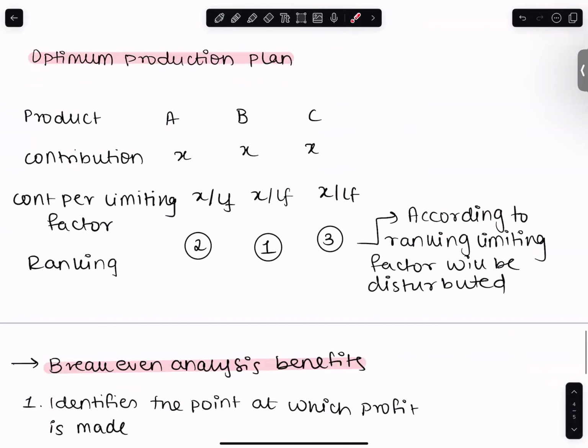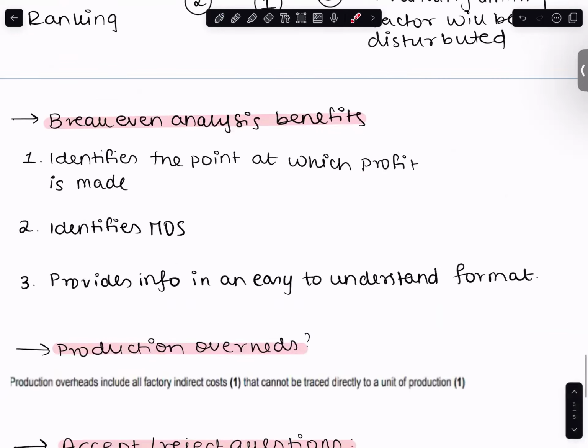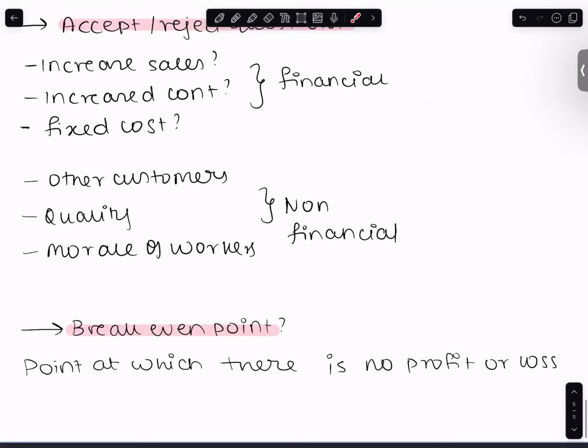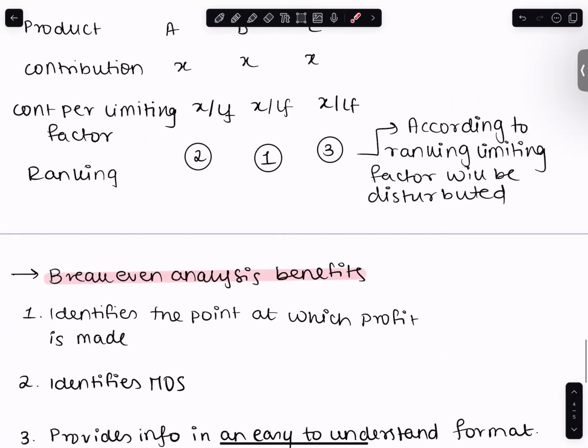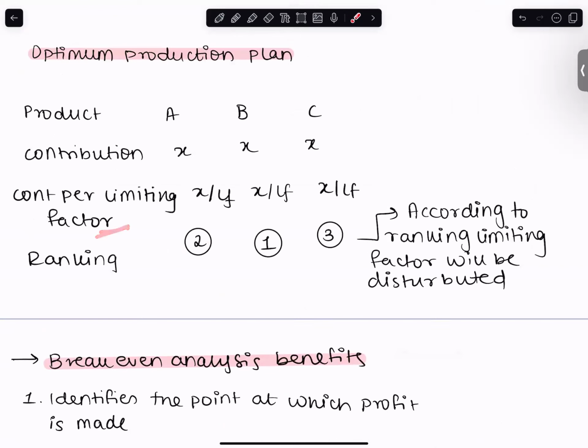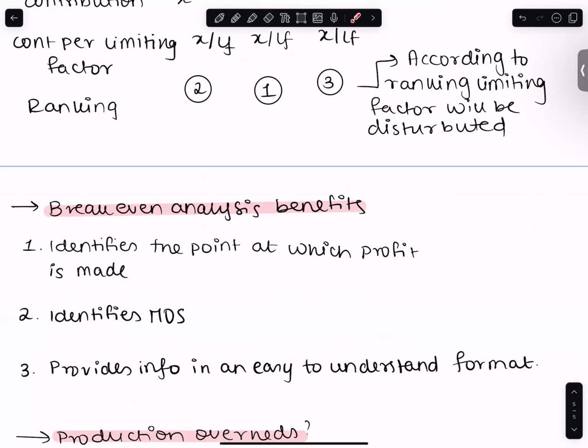Optimum product plan, how do you calculate? What is an optimum product plan? Basically they give you a limiting factor and now you need to find a way to profitably use that limiting factor to make the highest profit. How do you do that? First, you divide the contribution by the limiting factor. Then you get contribution per limiting factor. Then you rank them according to whichever has the highest contribution, and according to the ranking, you will distribute the units.